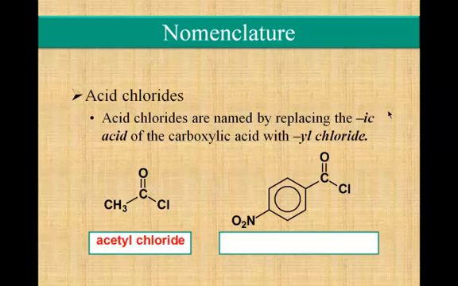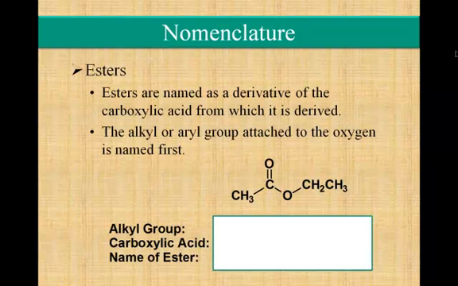Our next compound is derived from a substituted benzoic acid. And the name of the benzoic acid would be 4-nitro or para-nitrobenzoic acid. So I'm going to call this acid chloride 4-nitrobenzoyl chloride.